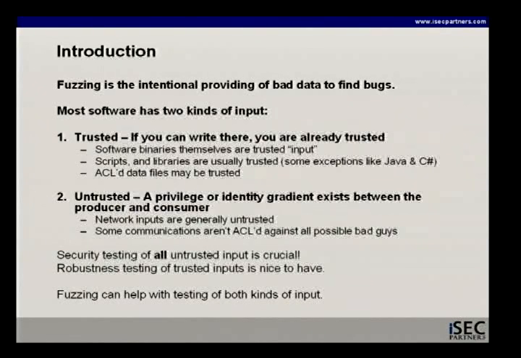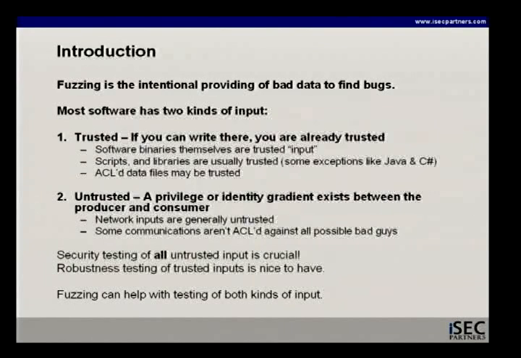If you have input, you want to know if providing bad input can cause your application some problem. Generally, your program is going to have two kinds of input: input that it trusts and input that it doesn't trust. The real difference between the two is whether or not the entity providing it has an identity relationship with the service process.